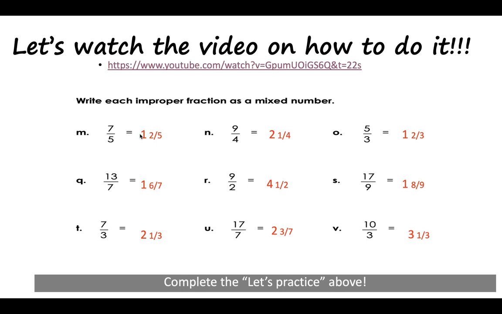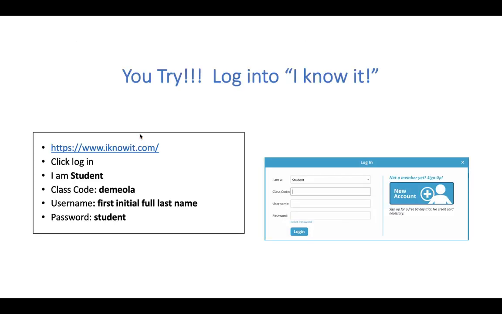So now it's going to be your turn. You are going to log into I Know It, and you're going to give it a try. Okay, so you can click the link here, follow along, make sure you list it as student, my class code DMiola, your first initial, full last name, and our passwords are student.